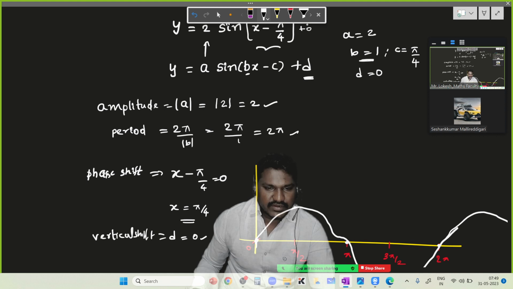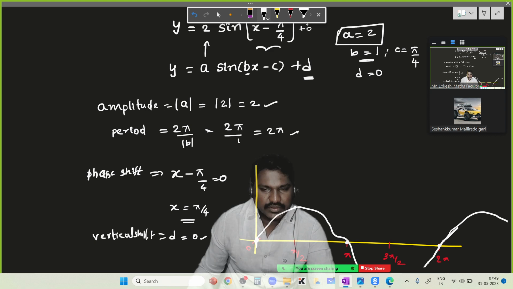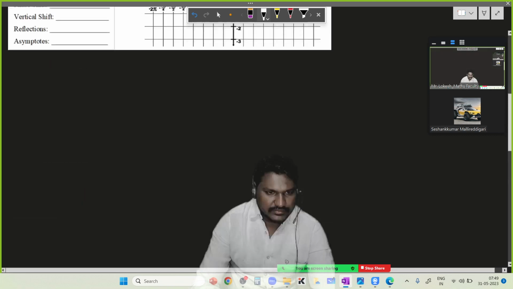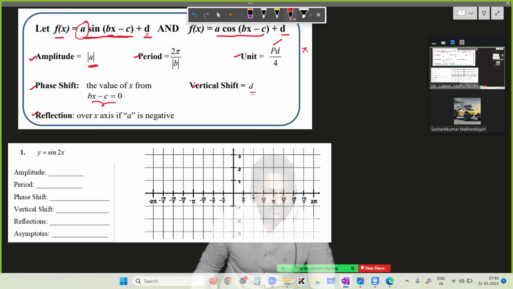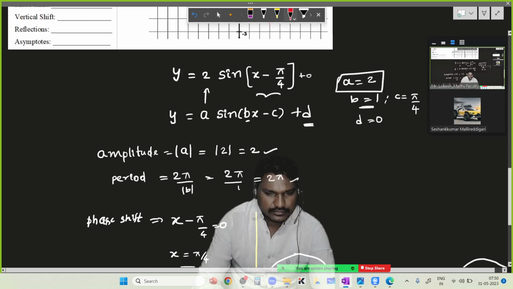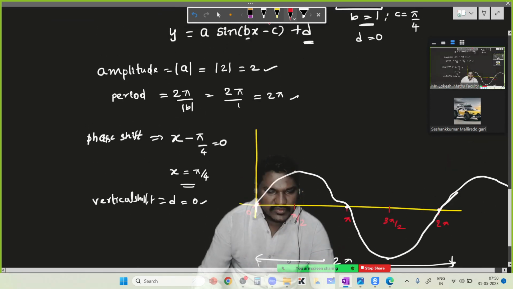And the last thing, reflections. So reflections depend on the value of a. So here a is positive. That means reflection will be on vertical y-axis. See here. A reflection over x-axis if a is negative, and reflection will be over y-axis if a is positive. Okay. So here a is positive, therefore reflection will be on y-axis.